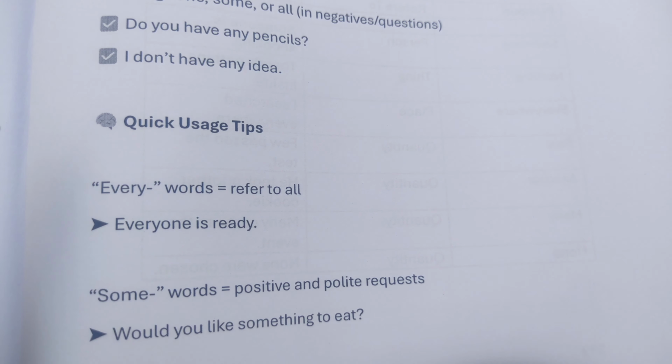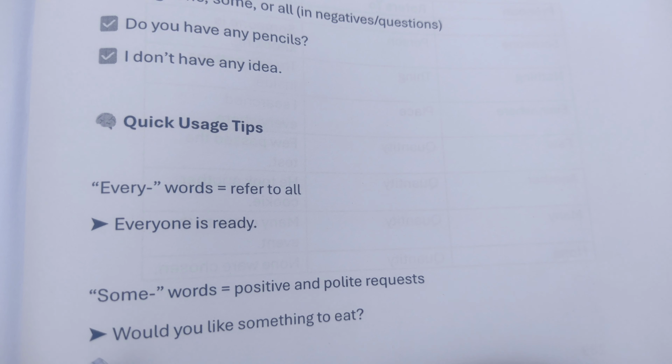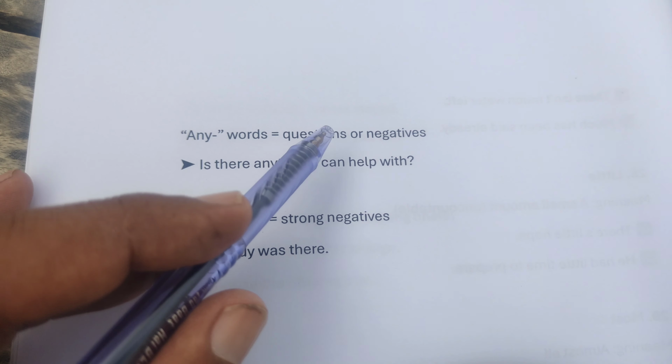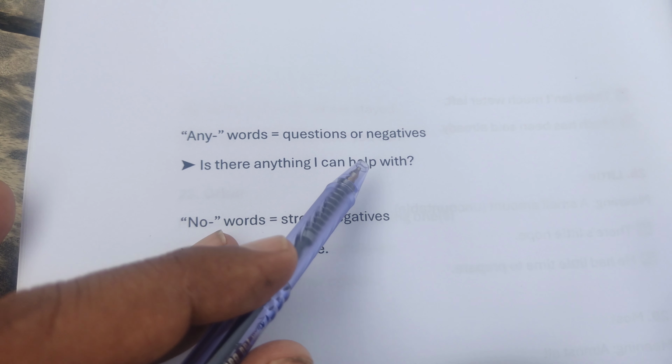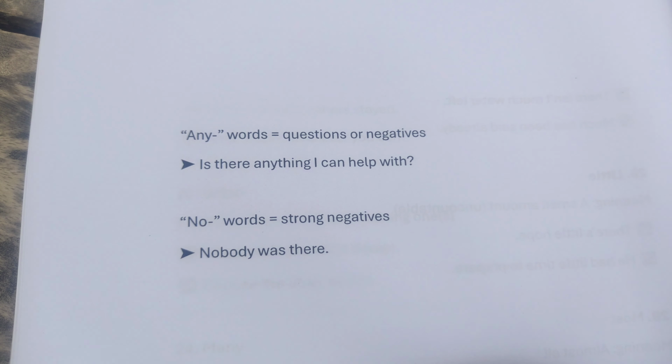Quick usage tips. Every refers to all. Everyone is ready. Some, positive and polite requests. Would you like something to eat? Any, questions or negatives. Is there anything I can help with? No, strong negatives. Nobody was there.